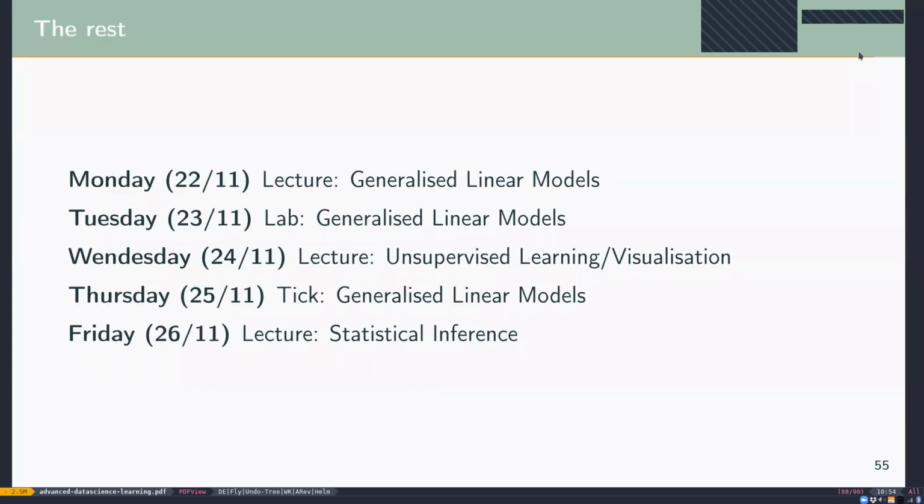Cool. So we'll do this. Next lecture, Monday, generalized linear models. We'll do the lab again, the one that some of you started before. And then we have this lecture on unsupervised learning. That might be stuff that's interesting to you to try. Then we do the tick, and then we do this final lecture here on statistical inference. And that's just basically for me to try and give you some notion and set you up and confuse you and everything for the courses to be left. Yeah, cool. Thank you very much.